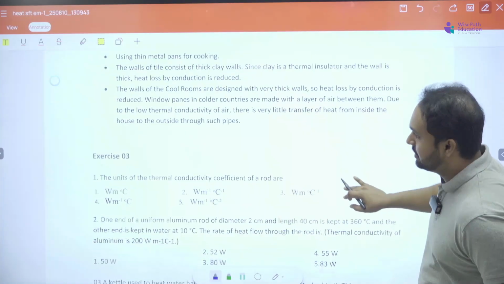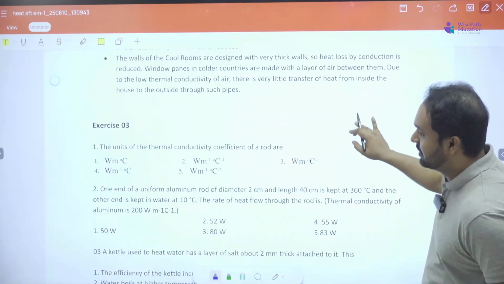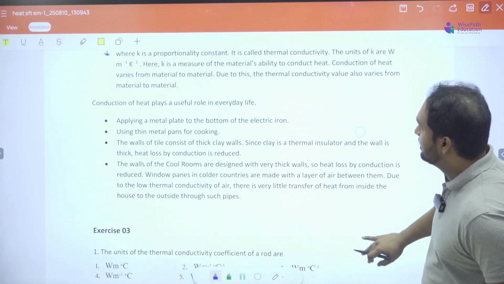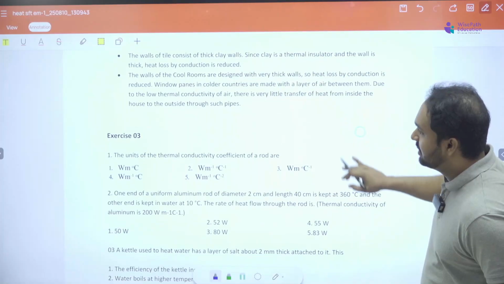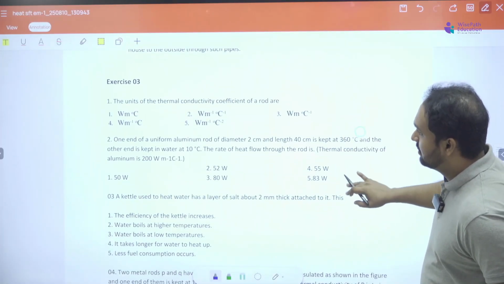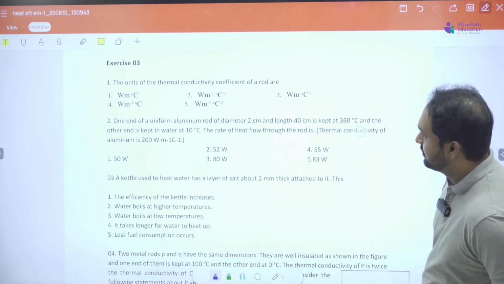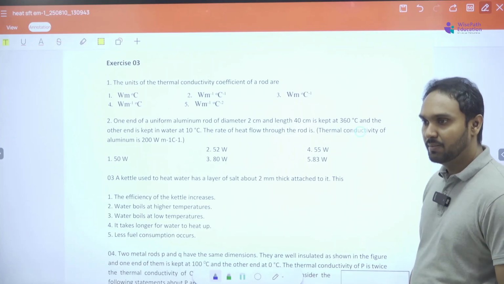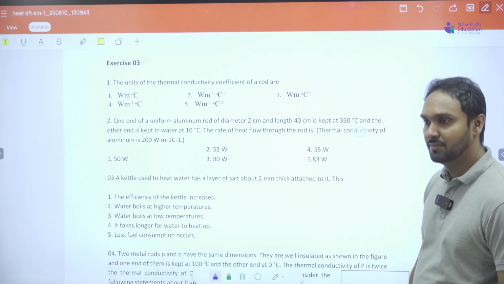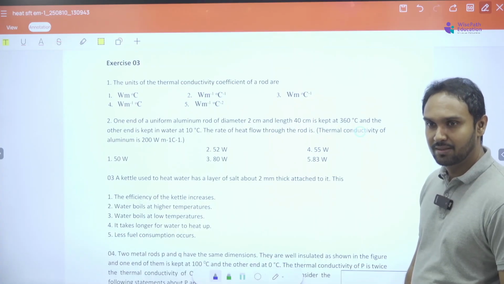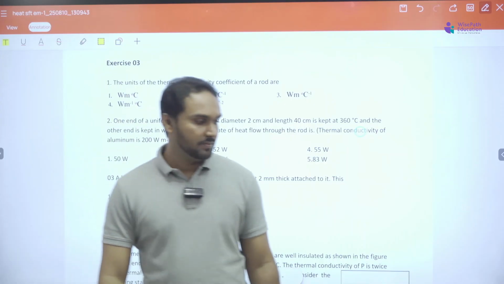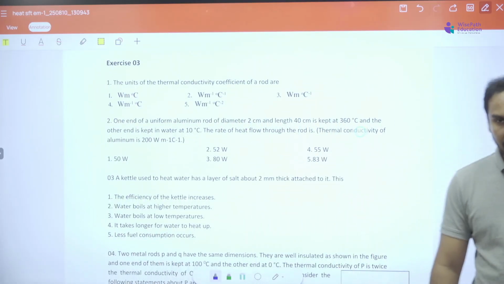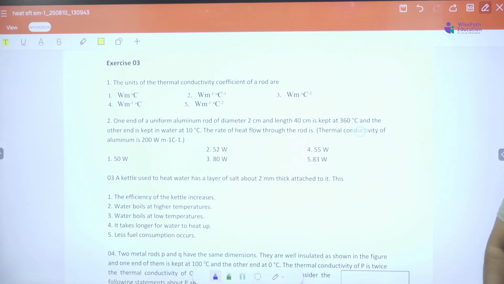Now come to the exercise. You have to know how to apply the equation here. The first question is easy, that is of the theory. Try to apply it for the first two questions. Now you try it first, then I'll do it. Try it by yourself. When you struggle, then only your brain will be ready to absorb new things. So the first one is easy.